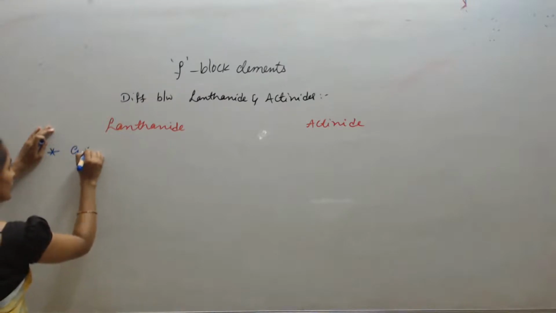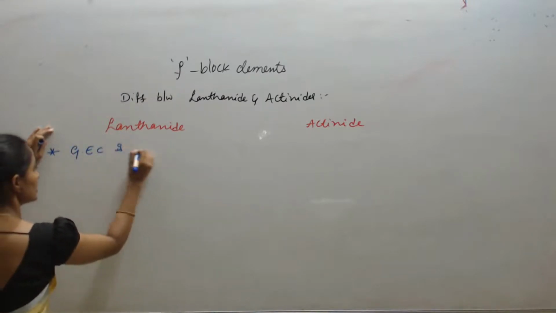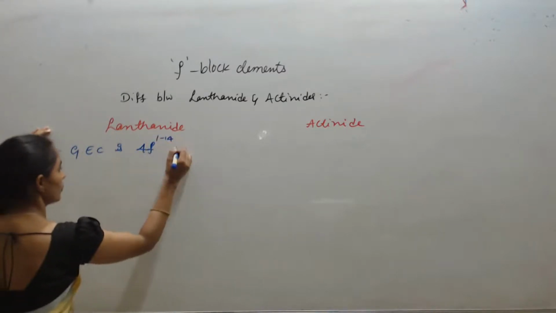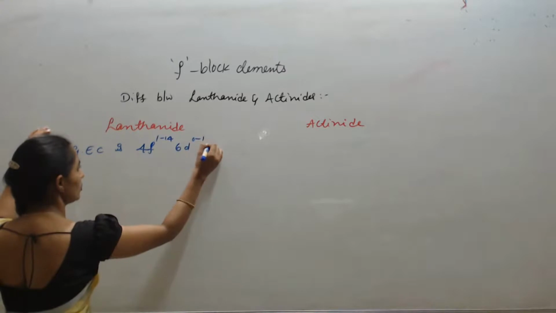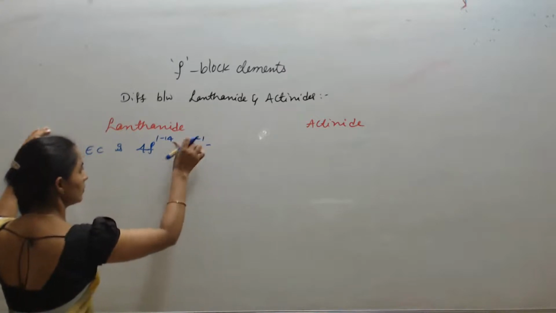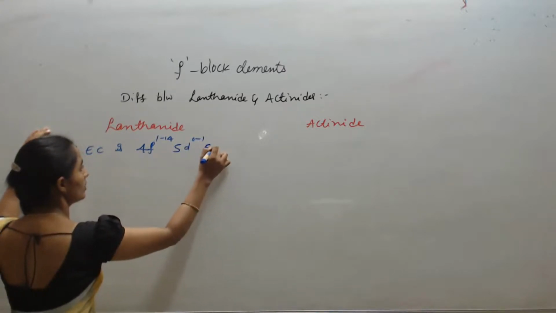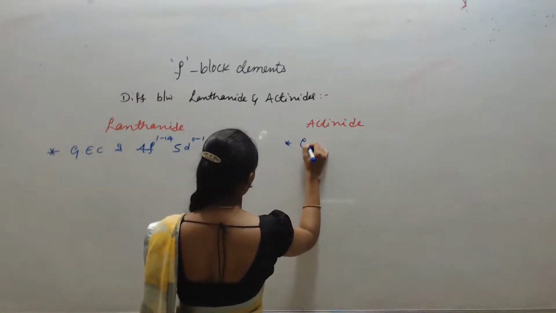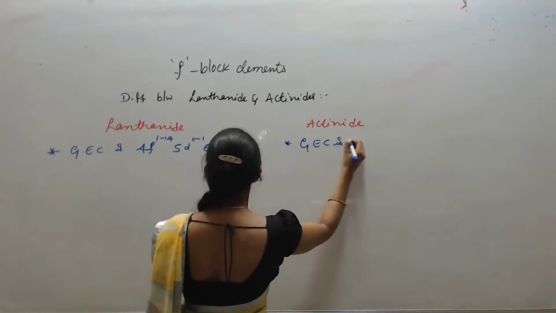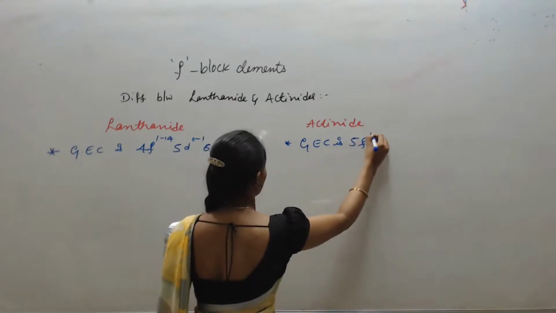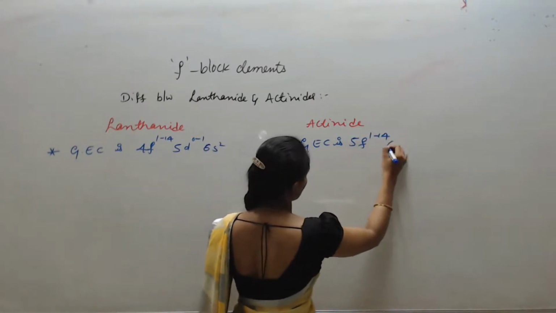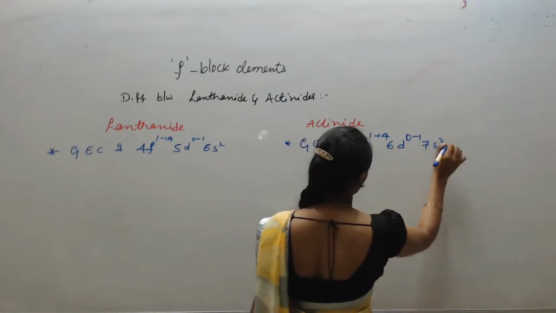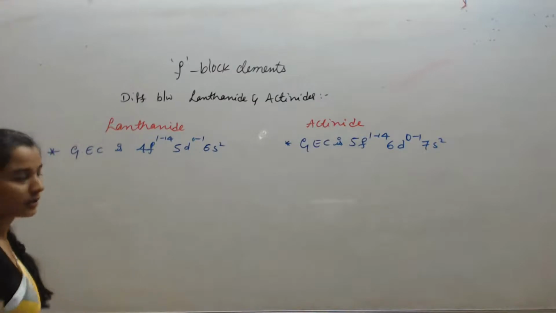The general electronic configuration of lanthanides is 4f 1 to 14, 5d 0 to 1, 6s2. Here, for actinides, the general electronic configuration is 5f 1 to 14, 6d 0 to 1, 7s2. That's the first difference.